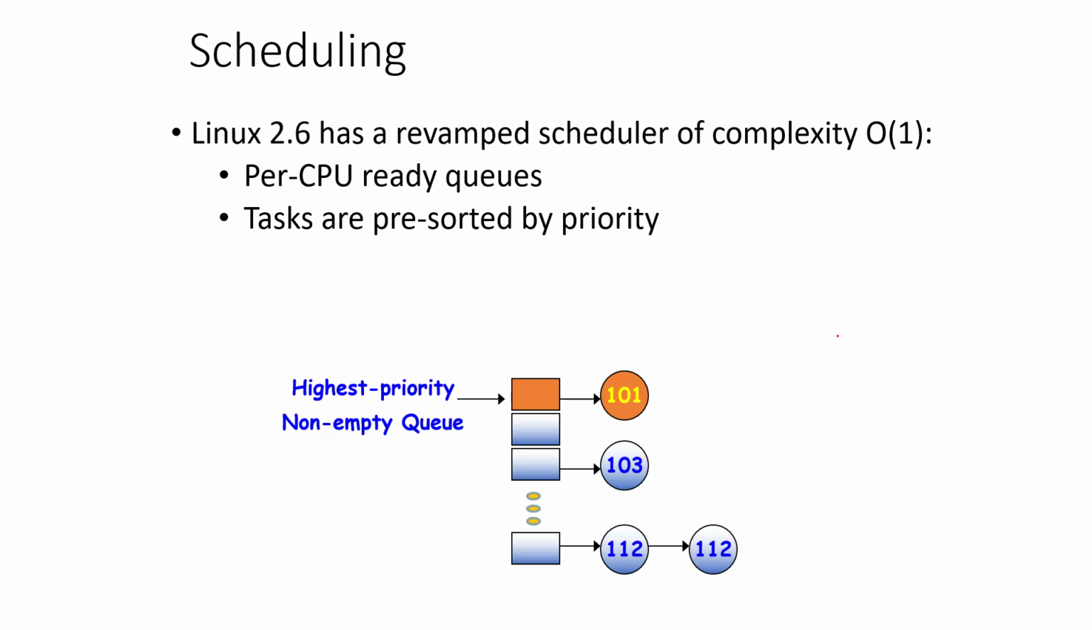But after 2.6, things are better in the sense we have per CPU queues, so you don't have to check the queues of other CPUs. And again, this is more like a radix tree where tasks are sorted by their priority. You go to a priority level, you'll find all the tasks organized as a linked list. So this is where both FIFO and round robin scheduling can be used quite easily.